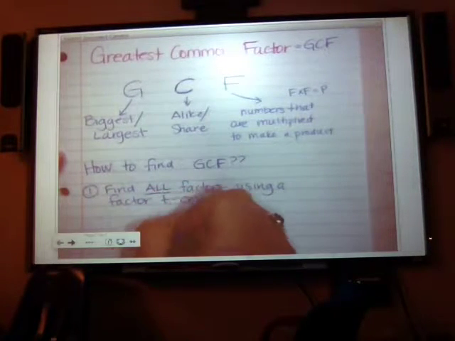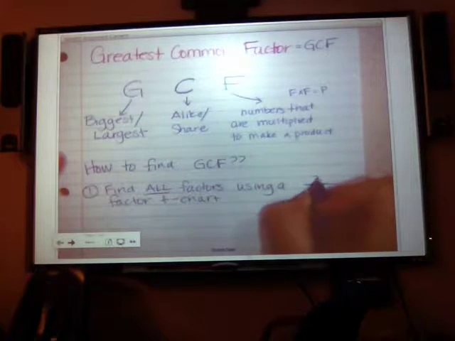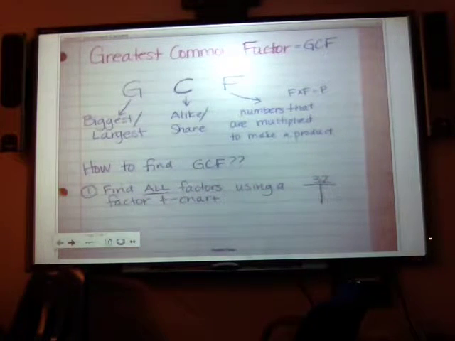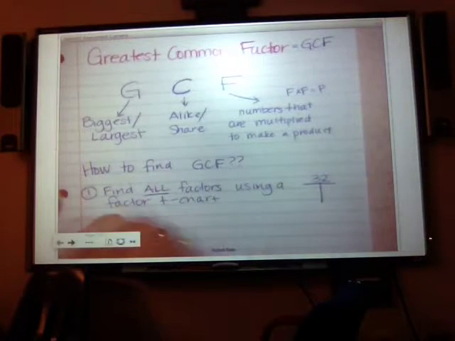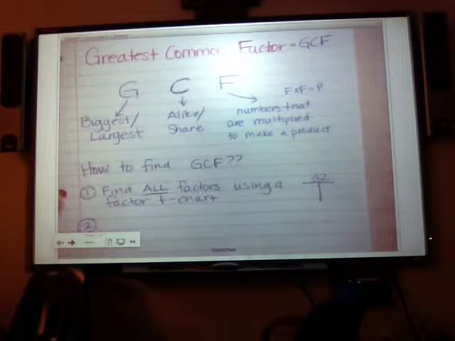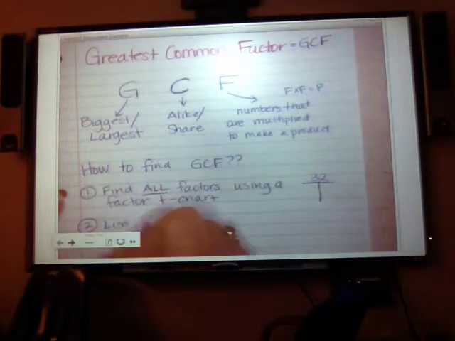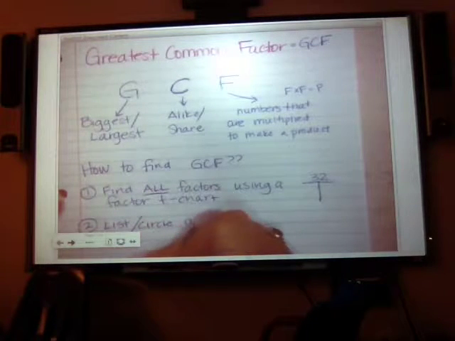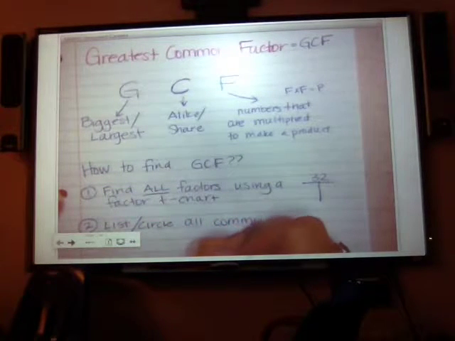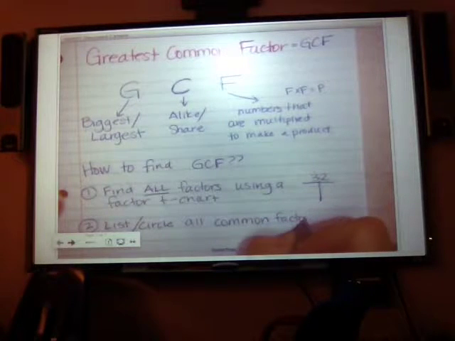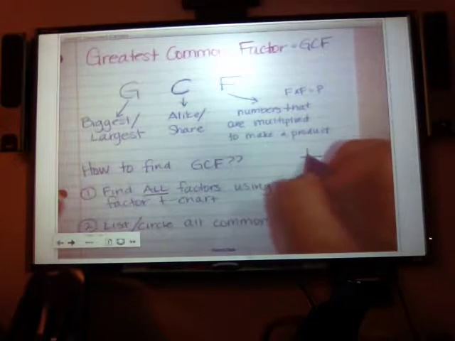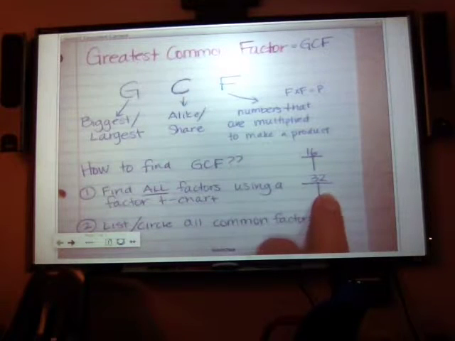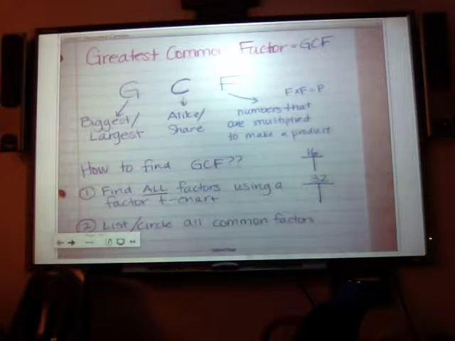factor T chart, like the number 32 can be like that. Have we done this before? Is this anything new? No. This is not new to what we are currently doing. The second step is you're going to list or circle all common factors. So if I were to have the other number, you're going to find all the factors of these, and list or circle all the common factors.